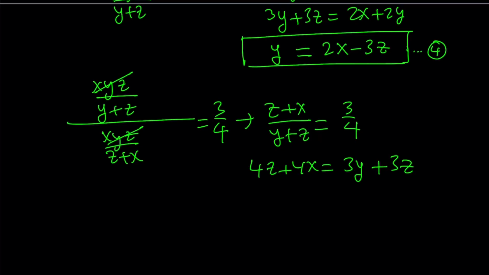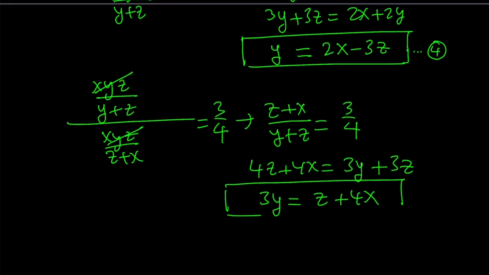Now, you might be thinking about isolating z here because z has a coefficient of 1, but looking at equation number 4, it makes more sense if we isolated y. So I'll isolate 3y, so subtract 3z from both sides, and that's going to give me z plus 4x. And we can call this equation number 5. Now, we're going to solve 4 and 5. That is a system. But notice that one of them has y and the other one has 3y.